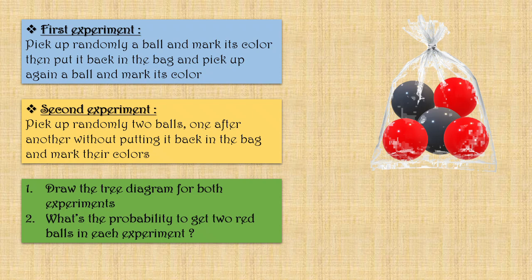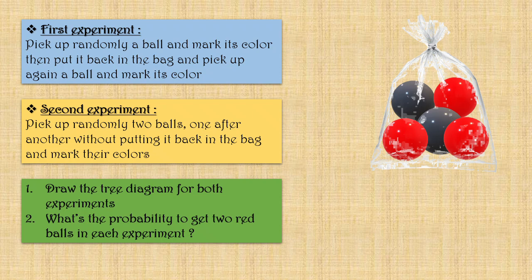In today's video, we have a bag that contains 5 balls, of which 3 are of red color, and the 2 others are of black color. We make a first experiment that consists of picking up randomly one ball and marking its color, then putting it back into the bag, and pick up randomly, for a second time, a ball and mark its color.